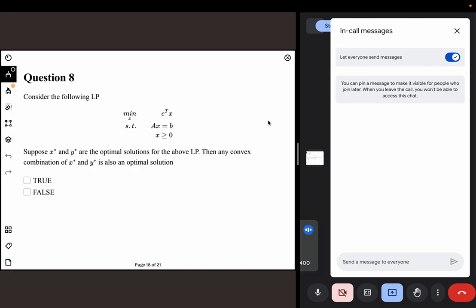So consider the following LP problem in standard form: minimize C transpose X such that Ax equal to B and X greater than or equal to 0. Suppose you have two optimal solutions, X star and Y star, for the above problem. Then any convex combination of X star and Y star is also an optimal solution. Is the statement true or false?